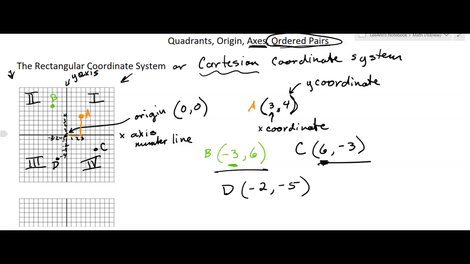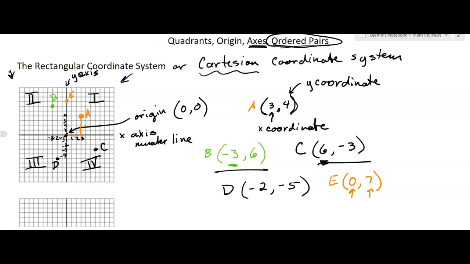Now, sometimes we have points that don't lie on a quadrant. So some of you might be thinking, hey, what if we have a 0 involved? So let's say we have 0, 7. Well, then 0 means you're not moving on the x-axis. You stay at the origin, but we want to go up 7. So it would be 4, 5, 6, 7. Be right there. That would be point E.